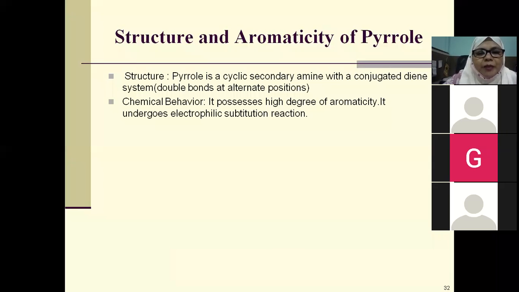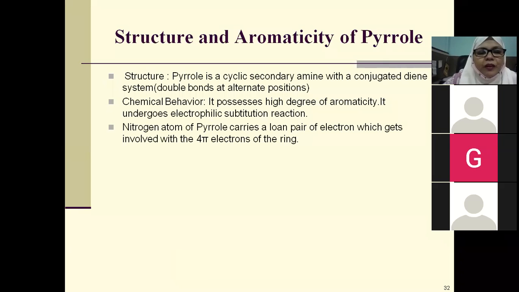Then about its chemical behavior, it possesses a high degree of aromaticity and it undergoes, जो aromatic compounds होता है वो किस टाइप का reaction देता है? Substitution reaction, electrophilic substitution reaction. So chemical behavior में आप ये लिखेंगे, it possesses a high degree of aromaticity and it undergoes electrophilic substitution reaction.